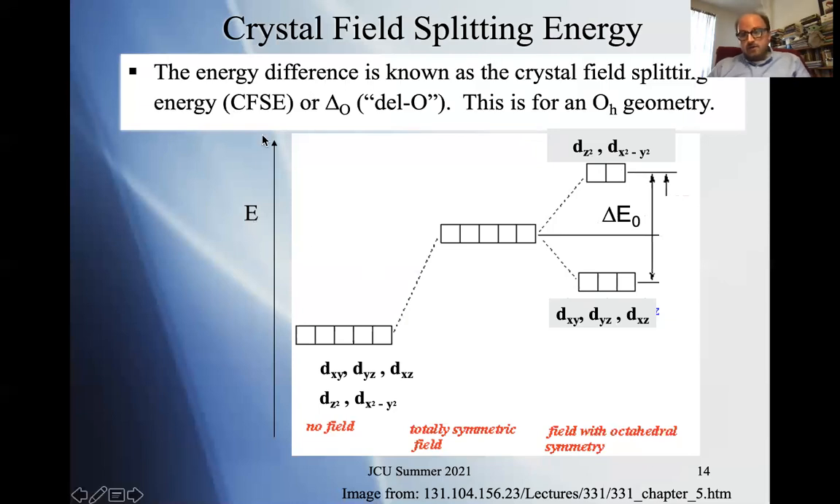All right, now the energy split, since it's in the crystal field model, we call the crystal field splitting energy. That's the split between the orbitals, which for short we call del O. So that's short for delta energy in an octahedral geometry. If we were tetrahedral, we'd have a del T, the delta energy for the tetrahedral geometry, or a square planar geometry, depending on what it is.